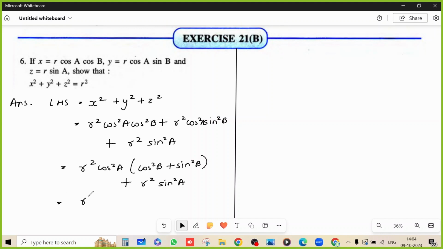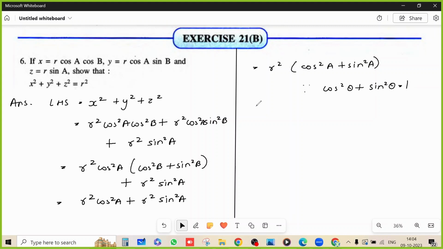So we are left with r square cos square A plus r square sine square A now. Now again we will take r square common. So this will give us cos square A plus sine square A in the bracket. Now we again will use the identity that cos square theta plus sine square theta is equal to 1. So this is equal to r square, which is also equal to the RHS, and hence we have proved.